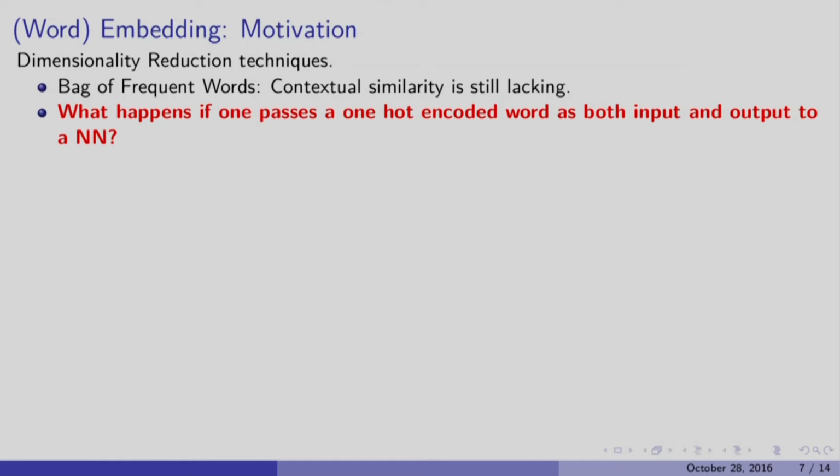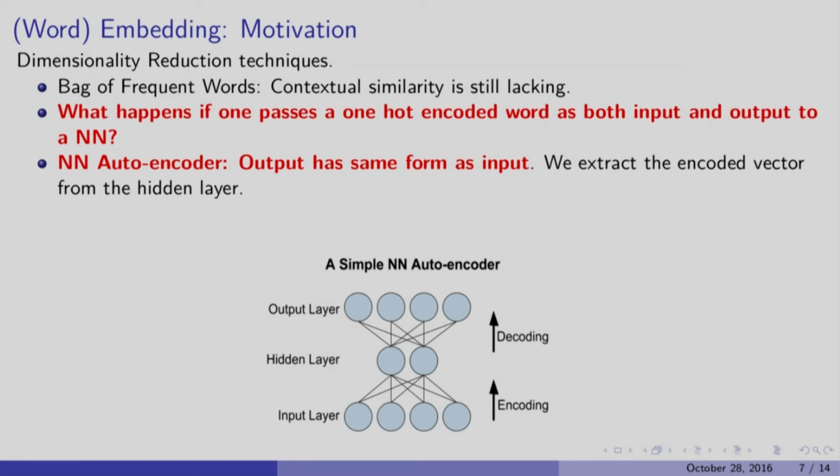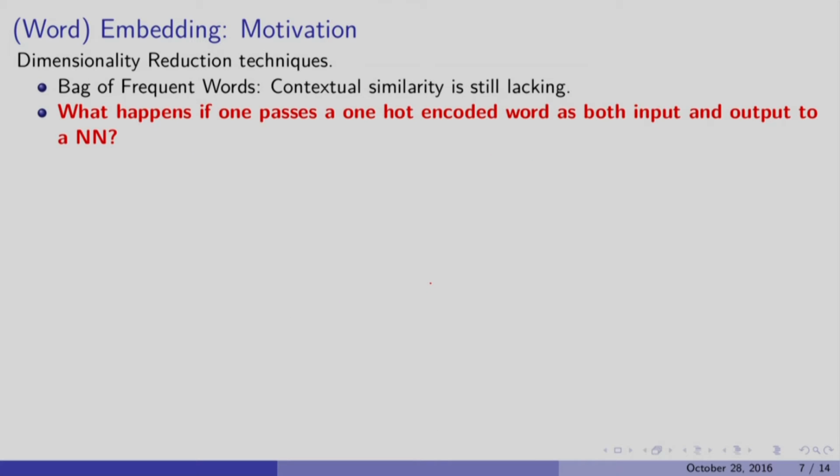So let us start with a simple possibility. Let us say we pass a one hot encoding of the word as the input to a neural network and design the output layer of the neural network. So what happens? We will start with a very simple model. Let us say the input and the output of a neural network are basically copies of each other, in the sense that the input has the same structure as the output.